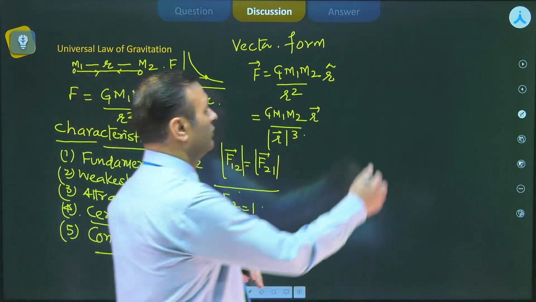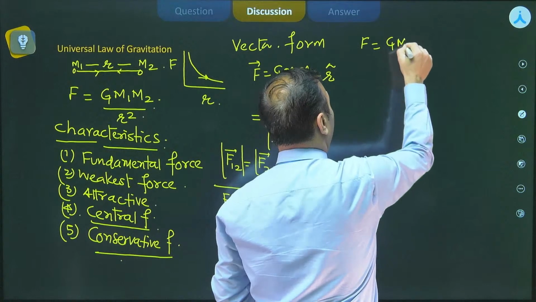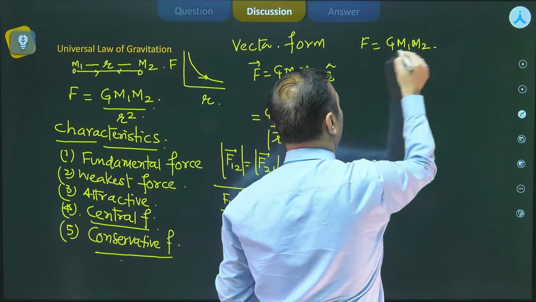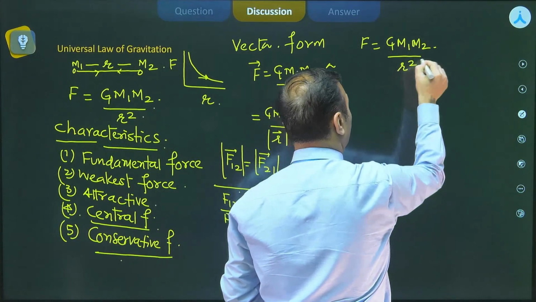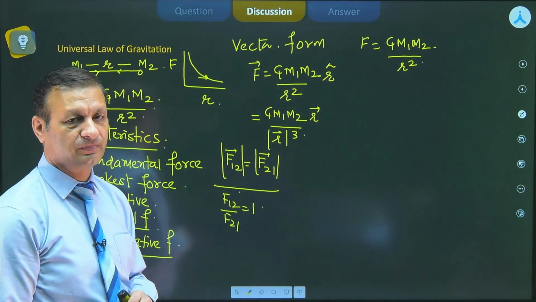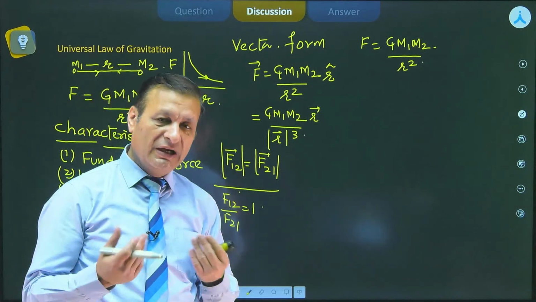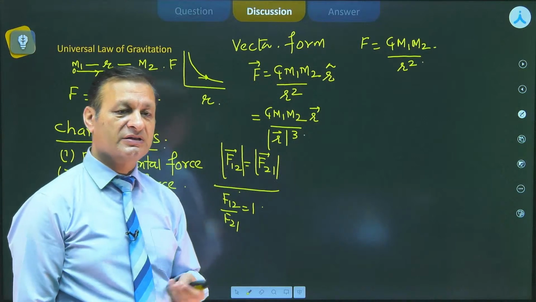So what we are writing is the magnitude of this one. So this is the universal law of gravitation. Let's build up some basic numericals based on this.